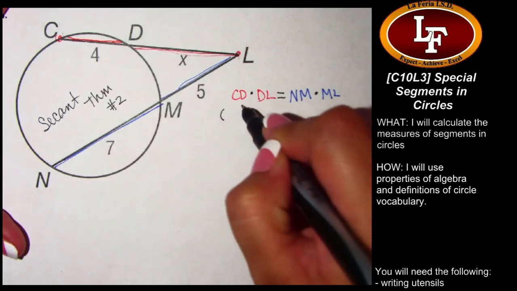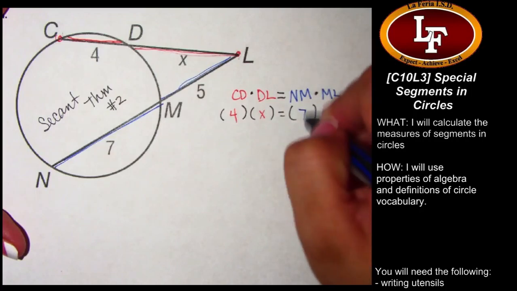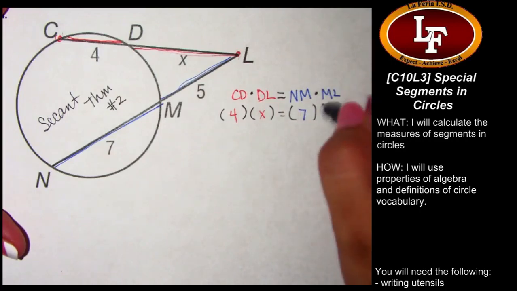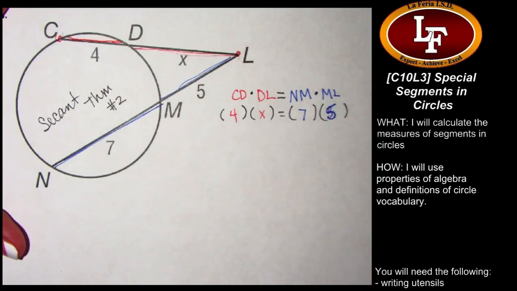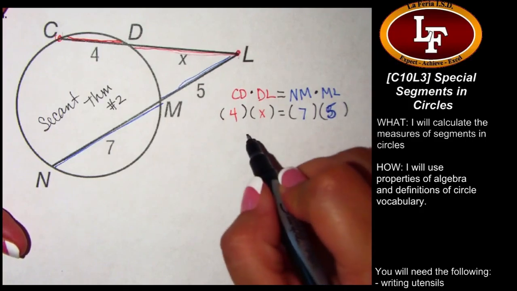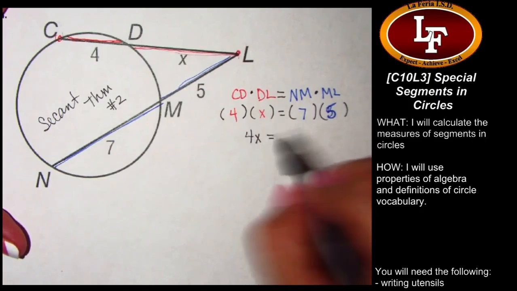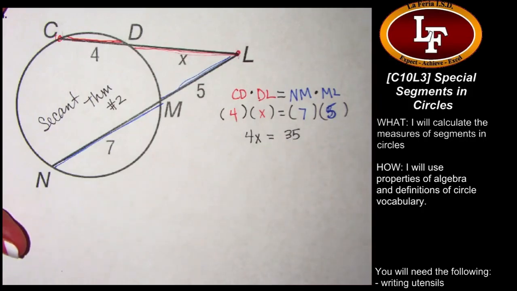So let's substitute. What is the value of CD? 4. What is the value of DL? X equals the value of NM, 7, and the value of ML? 5. Lovely. All right, 4 times X is written as? 4x. And 7 times 5 is? 35. All right, and how do we get rid of that times 4?